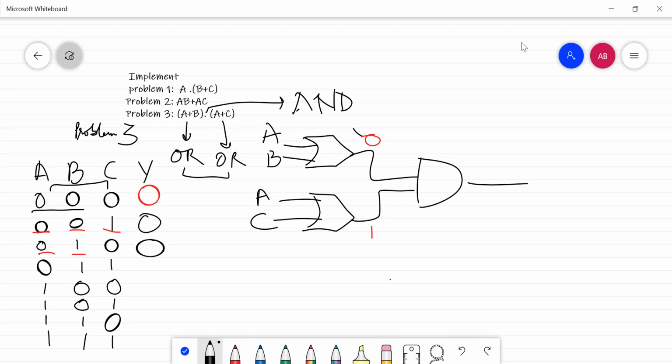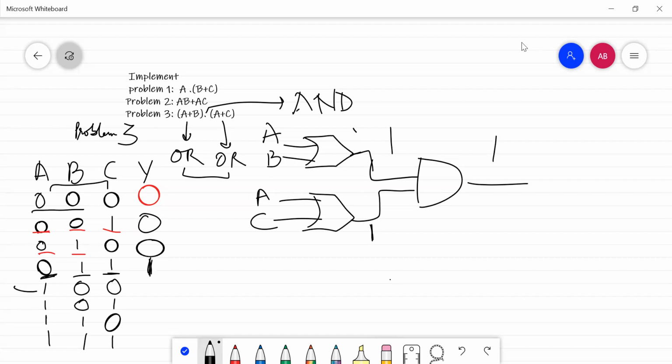Now similarly for this row, when A is 0 in both the inputs, the output is going to be 0 and 1. AB is 0 and 1. So here the output is going to be high. And for 0 and 1 as AC, again the output of the OR gate is going to be high. So for this condition, the output of the AND gate is going to be 1. It will be high for this case.